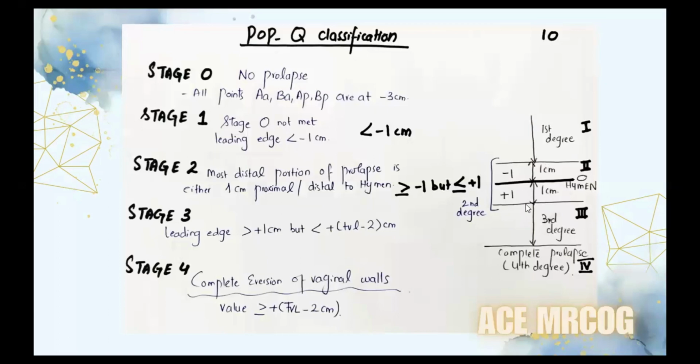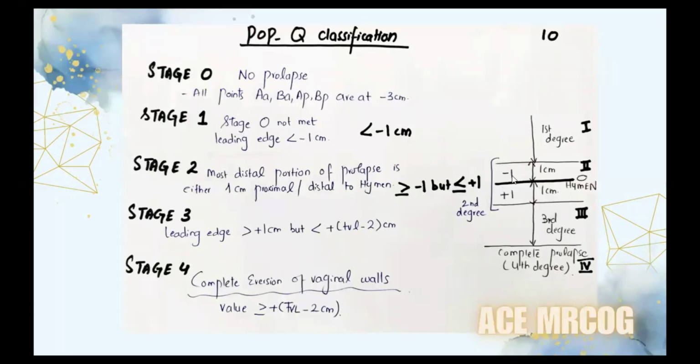And if it is more than 1 centimeter bulging outside, then it is called third degree. And if it is a complete prolapse, we call it fourth degree, TVL -2, which means almost 8 centimeter or more. So more than 8 centimeter is called a complete prolapse. I have made it very simple for you. These terms might be a bit difficult, but if you remember this diagram, that's it.